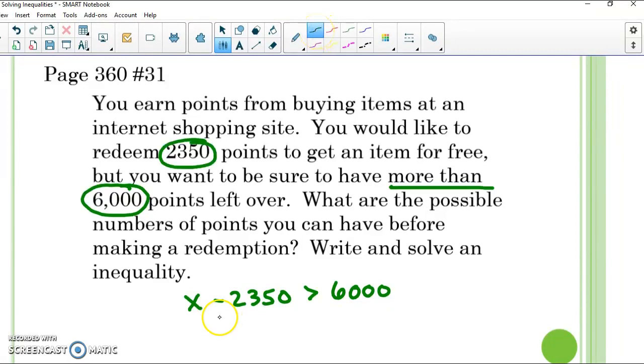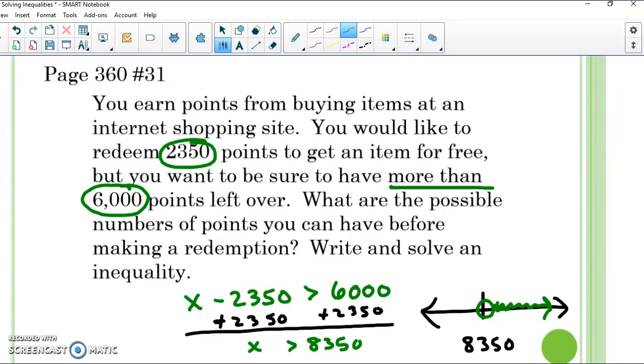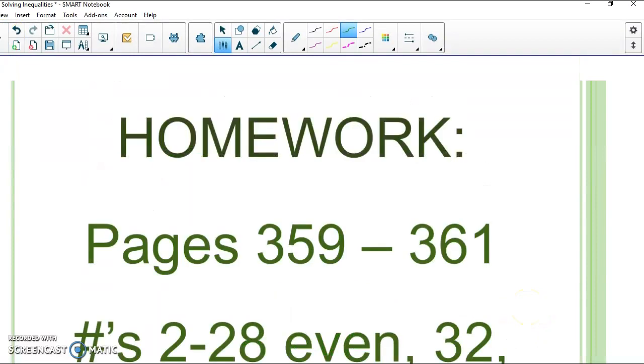And now to solve. Sorry, I had to pause the video and work. I only have 10 seconds. So we add 2,350 to both sides. Here's our inequality. We graph with an open circle and shade above. And now you may begin.